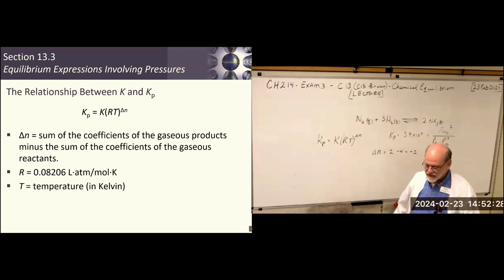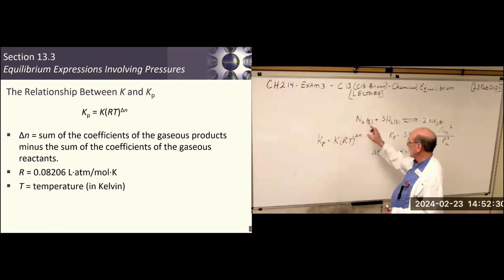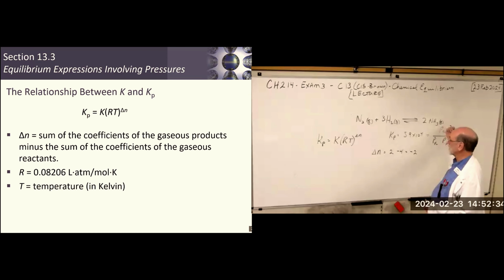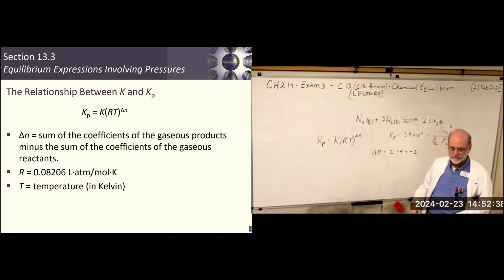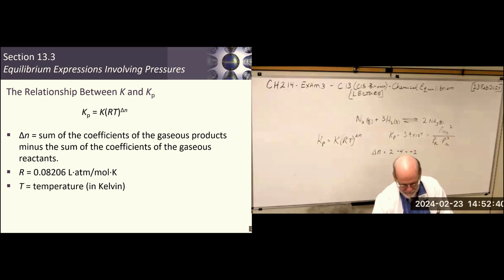So they're related by the gas constant, by the temperature, and by the change in moles. Products, total moles minus reactants, total moles. And the temperature, of course, has to be in Kelvin.